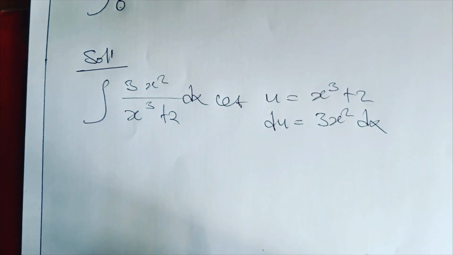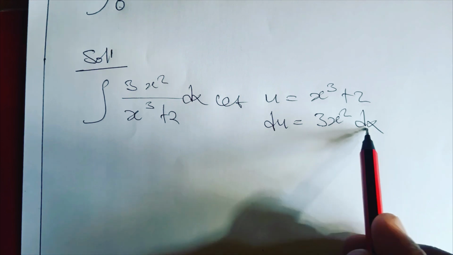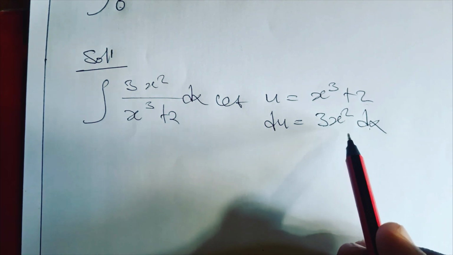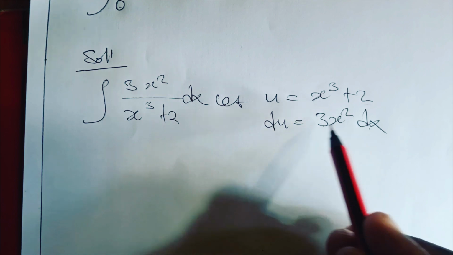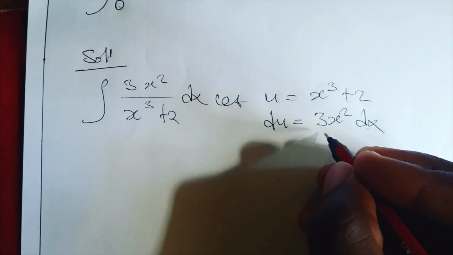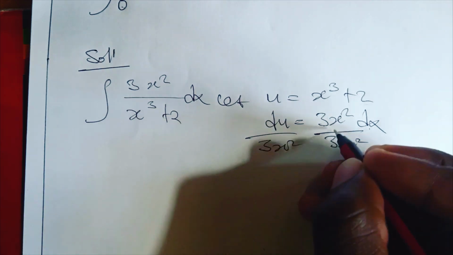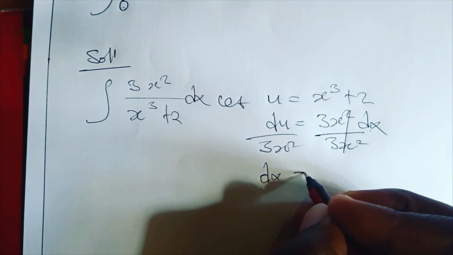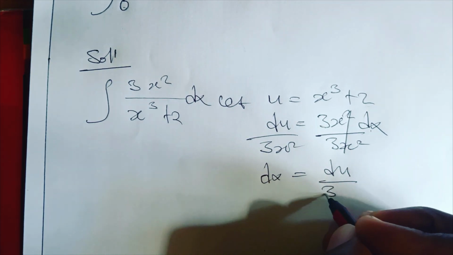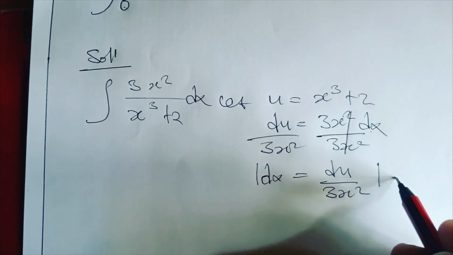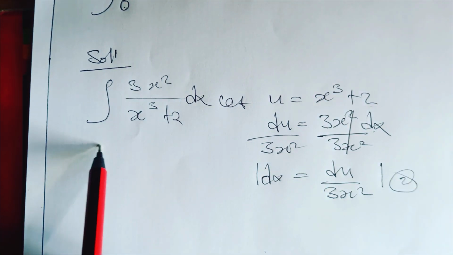So now the best way is to make dx the subject of the formula, meaning you can divide both sides by 3x squared. So you remain with dx equals du over 3x squared. This is what you substitute in the integration formula.